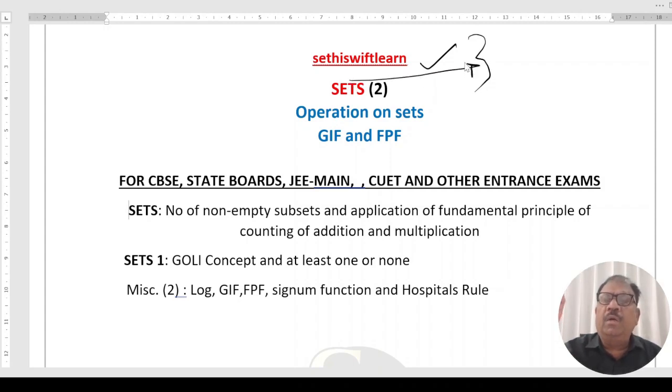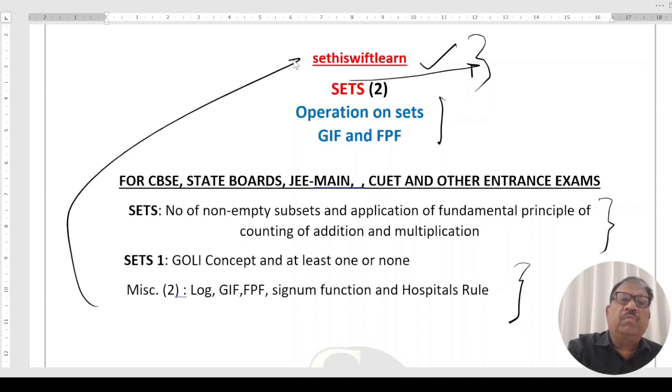In today's session on sets, further concepts will be clear using illustrations taken from JEE Main on these topics. In an earlier session, we have studied these two and also this one, which you can review on sethiswiftlearn.